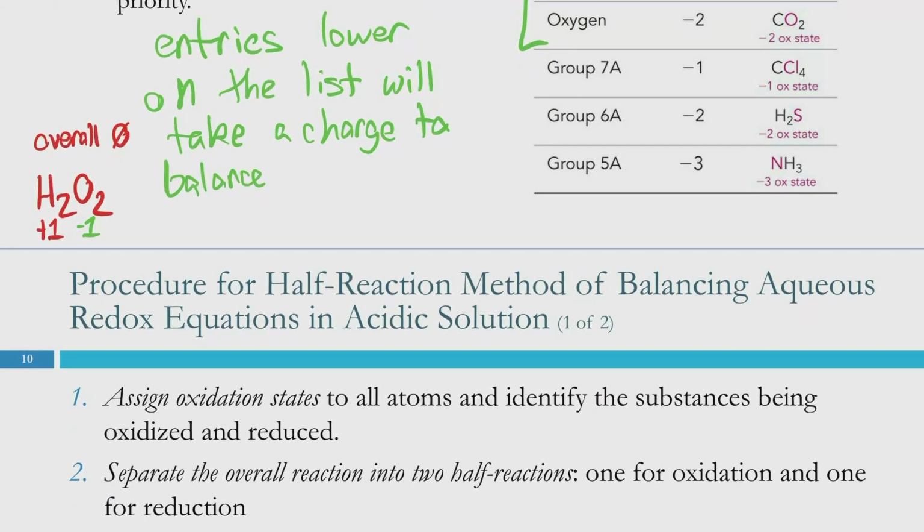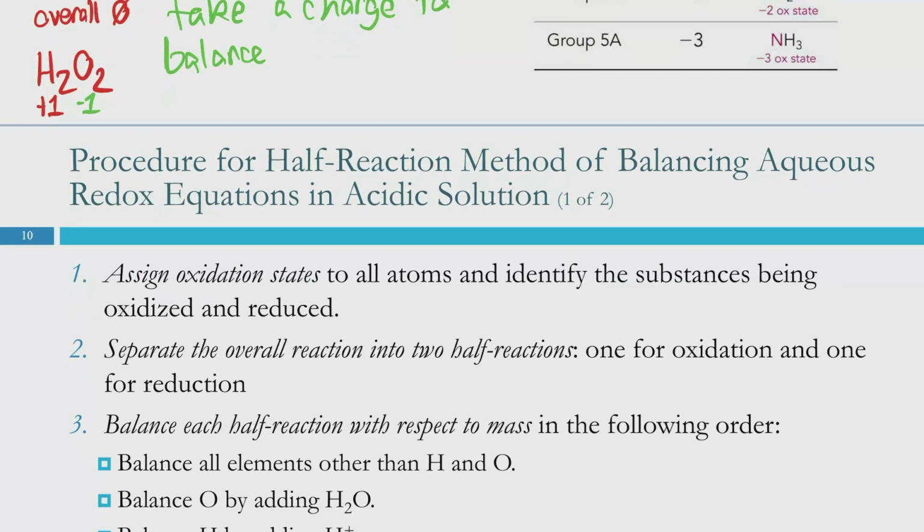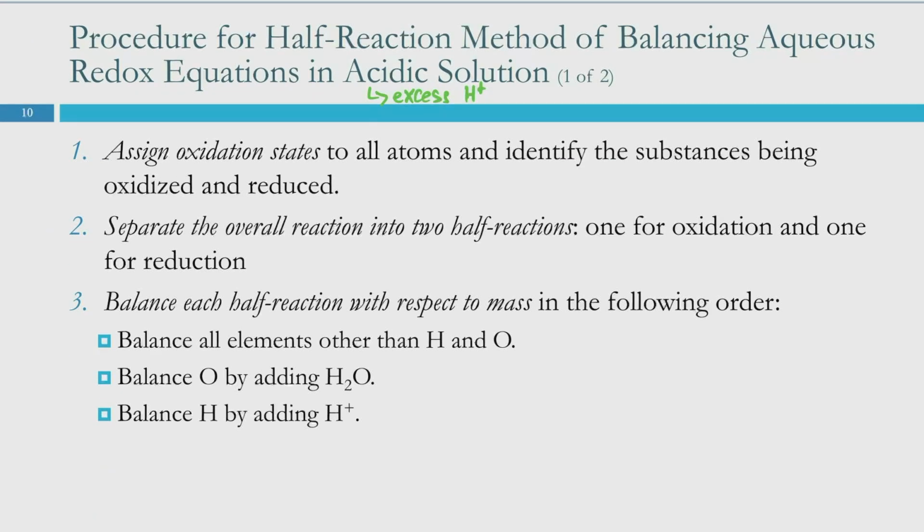So for our half reaction method, we can do it in acidic solution or in basic solution. They're very similar. There's just one extra step that you do if you're in basic solution. So if we're in acidic solution, that means that we have excess H+ relative to the hydroxide. So we can have H+ in solution. We can have it floating around, no problem.